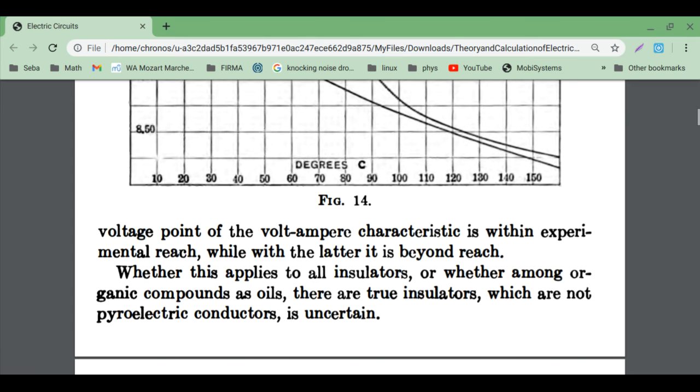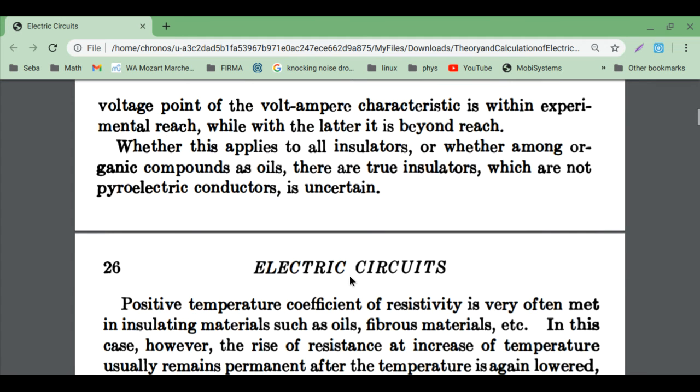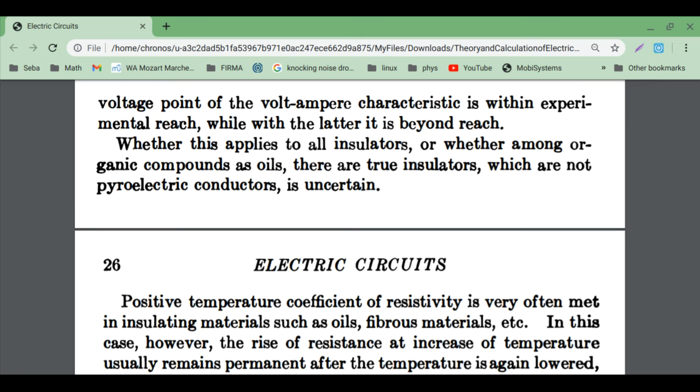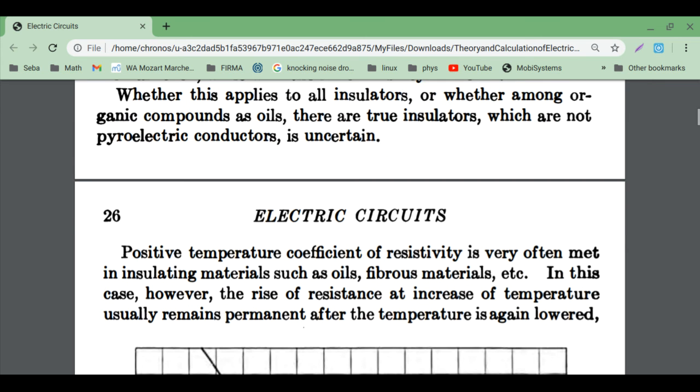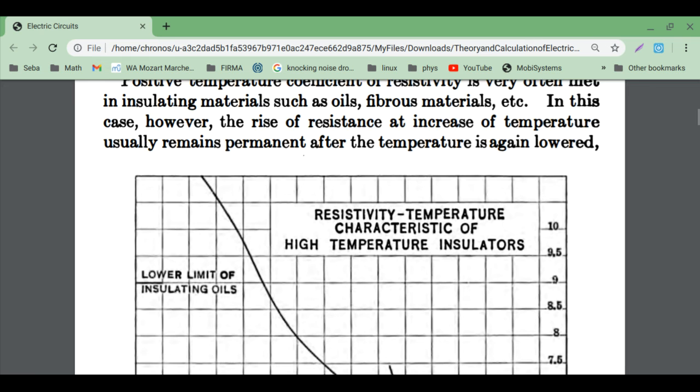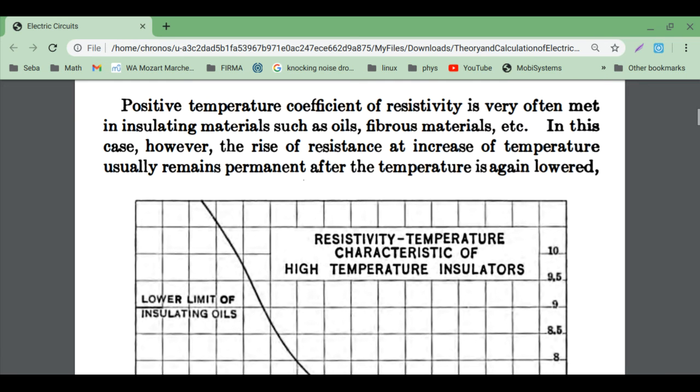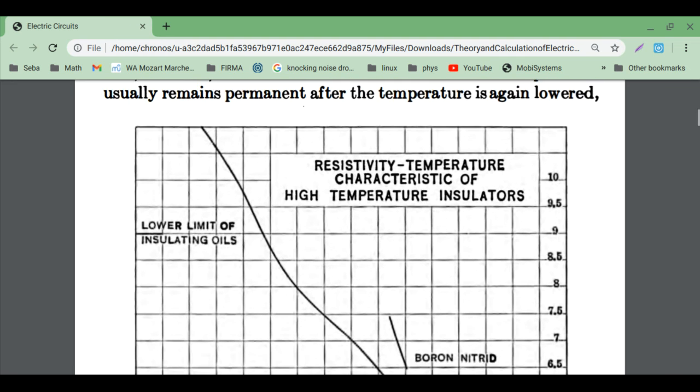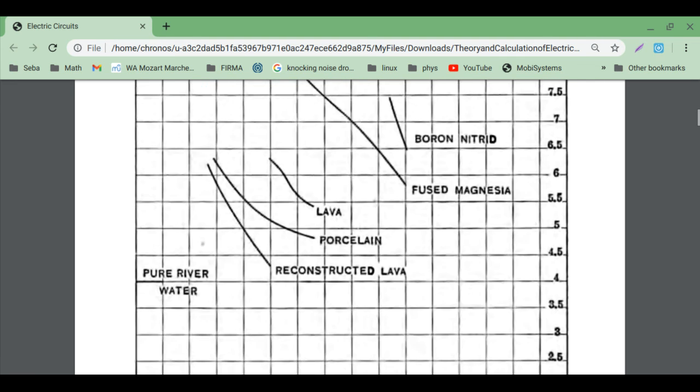Voltage point, okay, whether this applies to all insulators or whether among our organic compounds, as oils, there are true insulators which are not pyroelectric conductors. Positive temperature coefficient of resistivity is very often met in insulating materials such as oils, fibrous materials, etc. In this case, however, the rise of resistance at increase of temperature usually remains permanent after the temperature is again lowered.